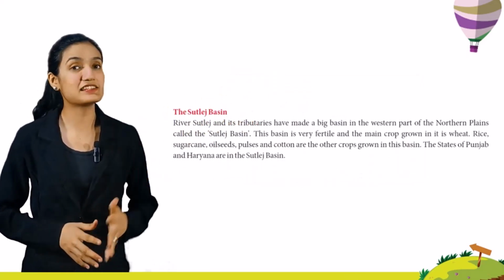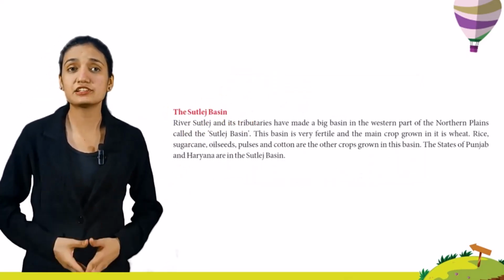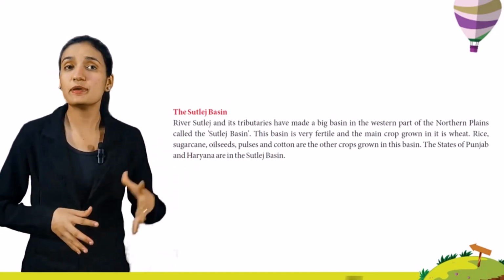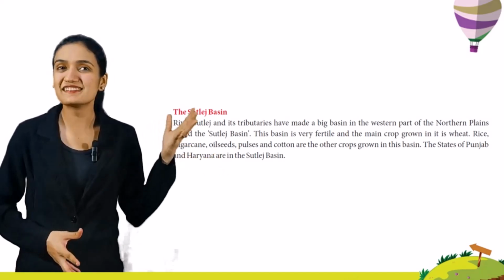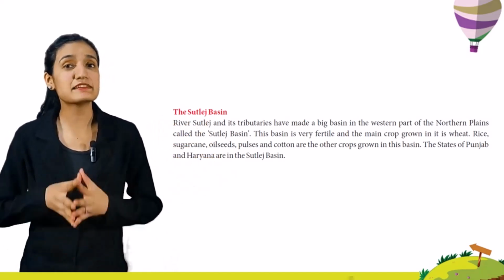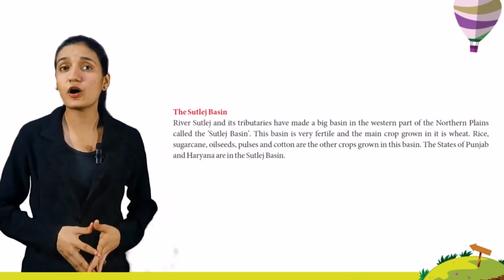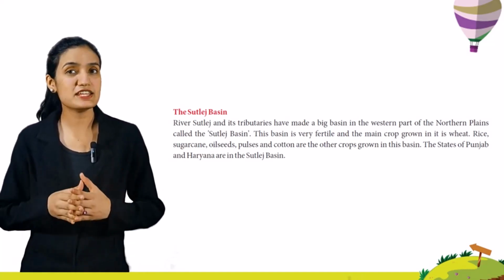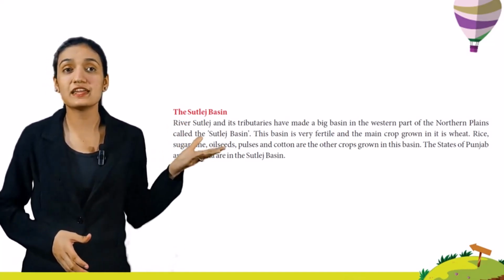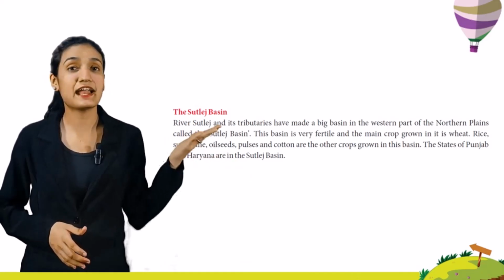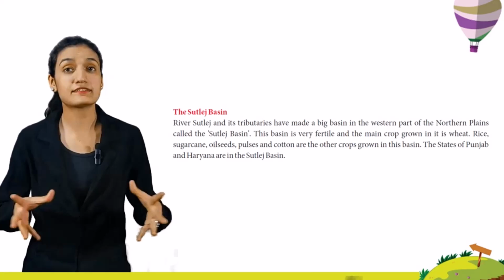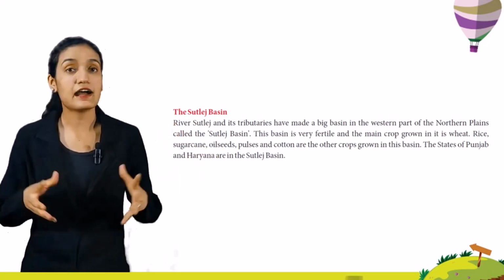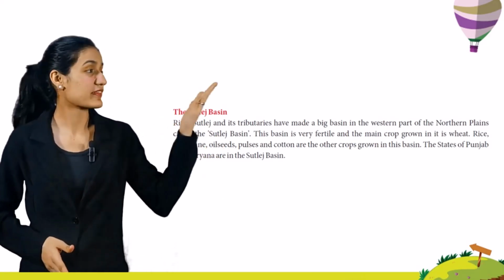Now, the Satluj Basin. River Satluj and its tributaries have made a big basin in the western part of the northern plains called the Satluj Basin. This basin is very fertile and the main crops grown in it are wheat, rice and sugarcane. Oilseeds, pulses and cotton are the other crops grown in this basin. The states of Punjab and Haryana are in the Satluj Basin.